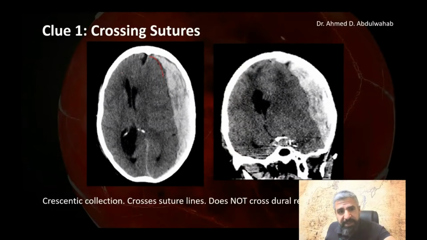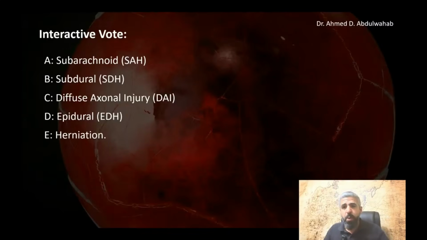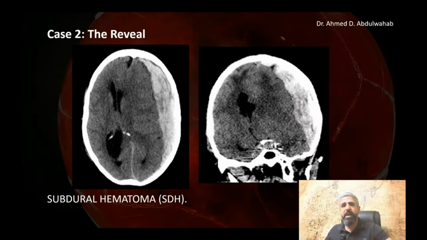So this is a crescentic shape that does not cross compartment. It does not go to the other side or to the infratentorial. It's limited to one compartment but crosses the suture. What is your vote? Is it A, subarachnoid hemorrhage, B, subdural hemorrhage, C, diffuse axonal injury, D, epidural hematoma, and E, herniation? It is a subdural hematoma, the crescent of the elderly.